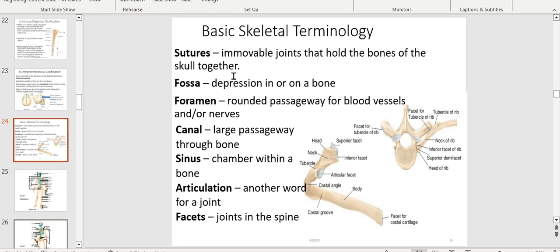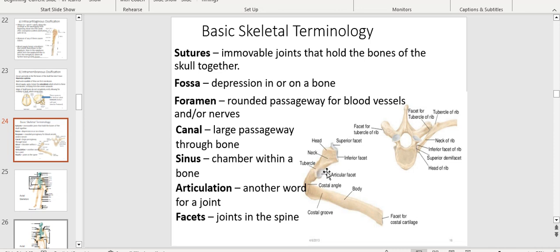Just some basic terminology here. Sutures: immovable joints that hold the bones of the skull together. Fossa: a depression in or on the bone. You'll see that these bones are not just smooth white tubes. They have ridges, tubercles, facets, all these different things associated with bone, because it's all about muscle attachment, and tendon and ligament attachment.